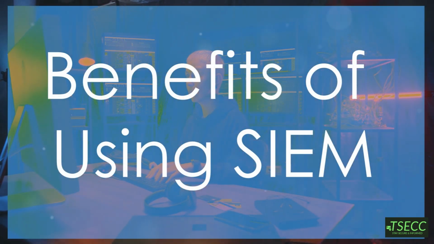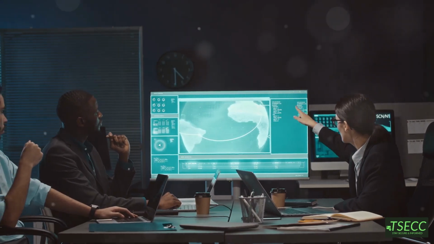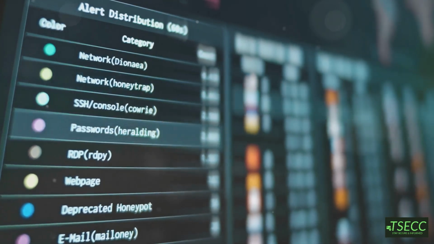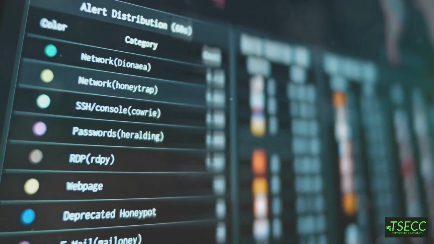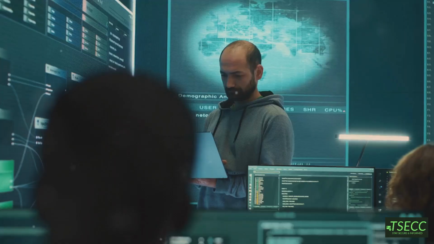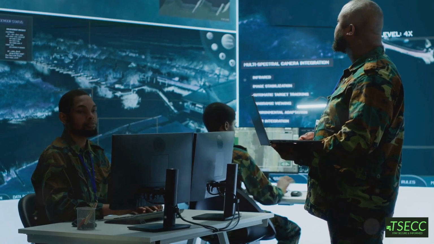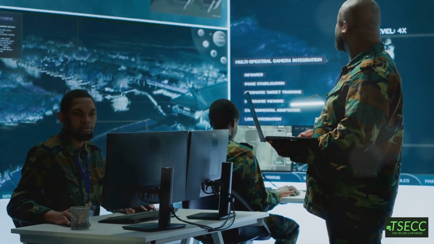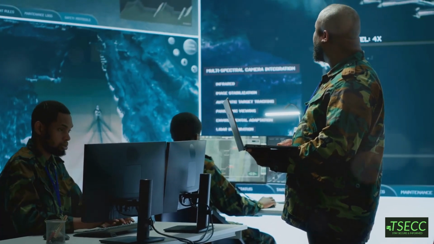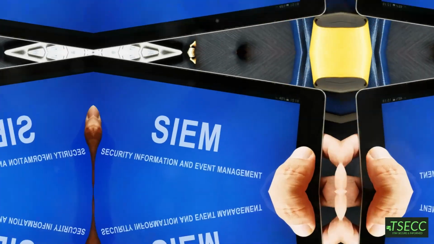And why is SIEM such a big deal? Because it's the backbone of any serious cybersecurity strategy. By combining data from all over, SIEM doesn't just help with real-time monitoring. It also provides compliance reporting, helps investigate incidents, and builds a long-term picture of your threat landscape. Think of it this way. With SIEM, you're not just reacting to security issues. You're proactively managing them, understanding patterns, and staying prepared for whatever comes next.